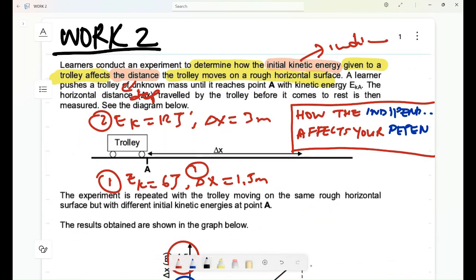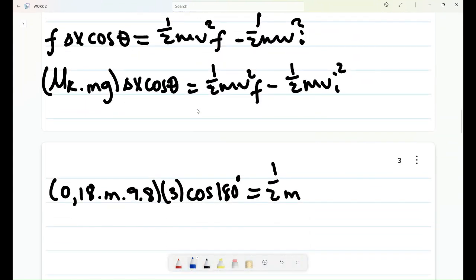Why? Because let's look at the statement. Starting from here, the horizontal distance change in x traveled by the trolley before it comes to rest. And we know if it comes to rest, our final velocity is 0 meters per second. So here, I'm going to have 0 squared minus, I used 3, so I should use the corresponding kinetic energy to 3, which is 12.